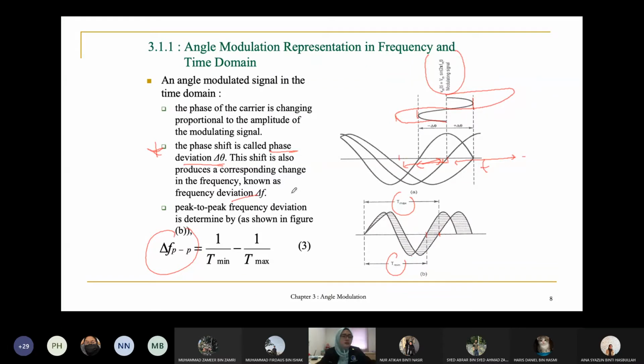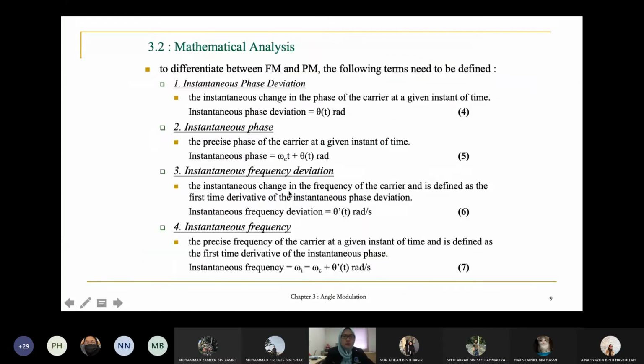Okay, so next, when we deal with frequency modulation and phase modulation, there are several terms that you need to know. The first term is the instantaneous phase deviation, which is defined as θ(t). Since it's the phase, the unit is radian. For instantaneous phase, it is ωct + θ(t).